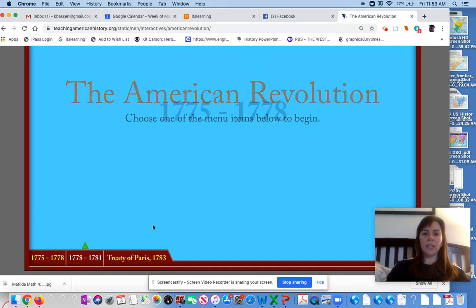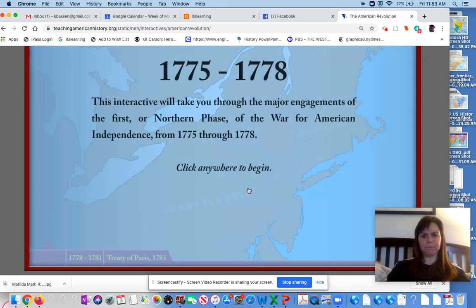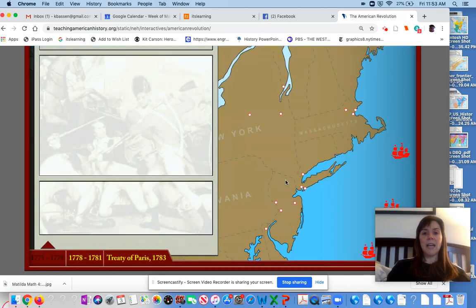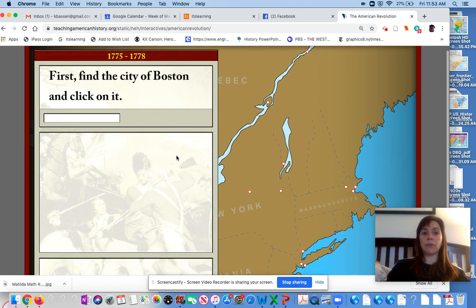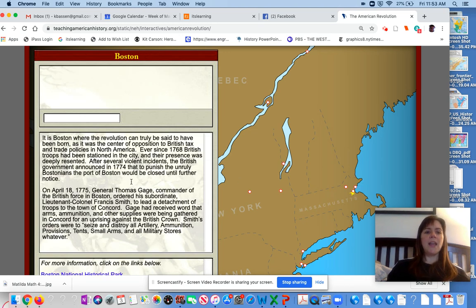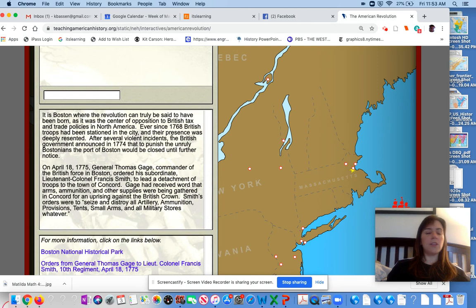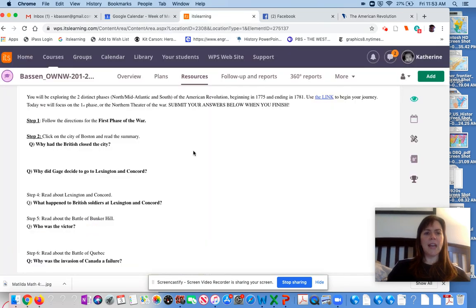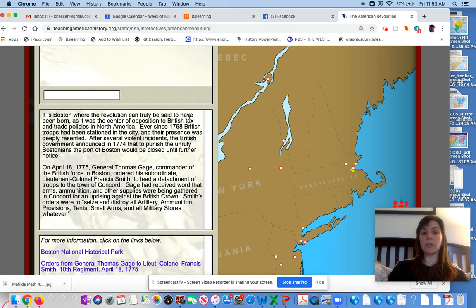So let's take a look here, and then it's going to bring you to this map. You click anywhere to begin. And then there's some information. So you find the city of Boston and click on it, and then you're like, is that Boston? That's Bunker Hill, which is technically in Boston, but whatever. Click on Boston, and then there's some information. And you read some things about it. The first question is asking you why the British had closed the city. Why did they close Boston?